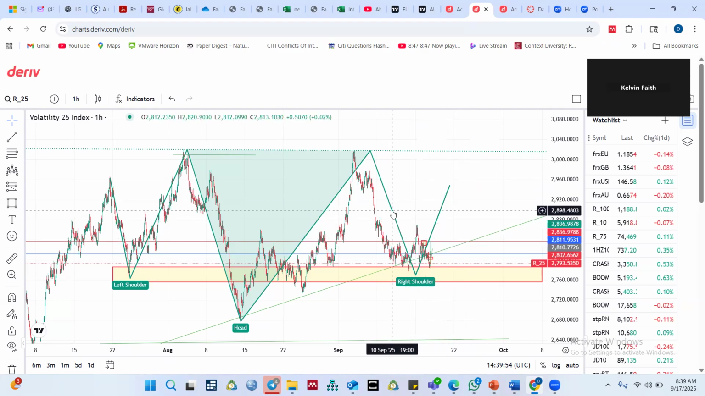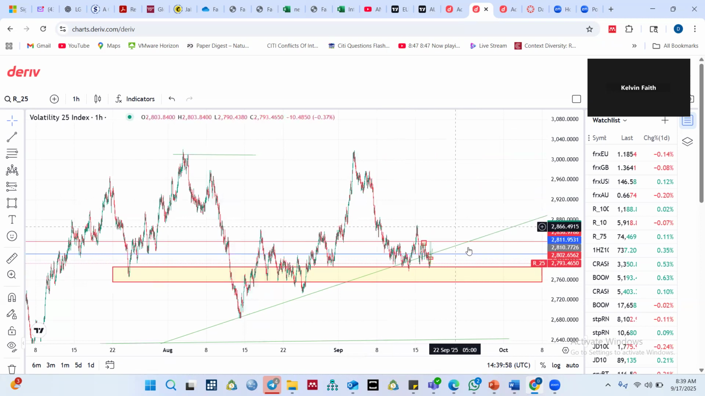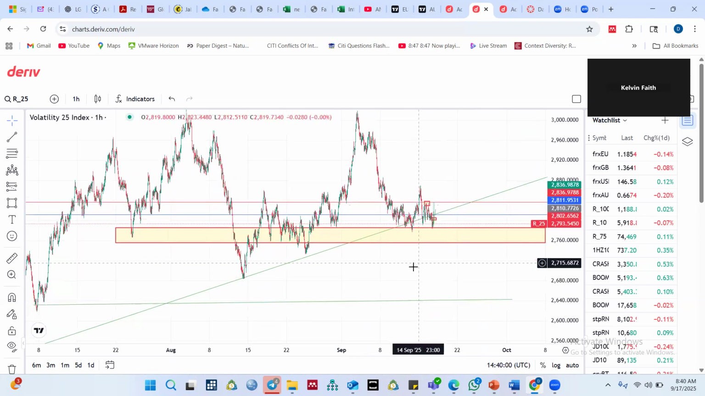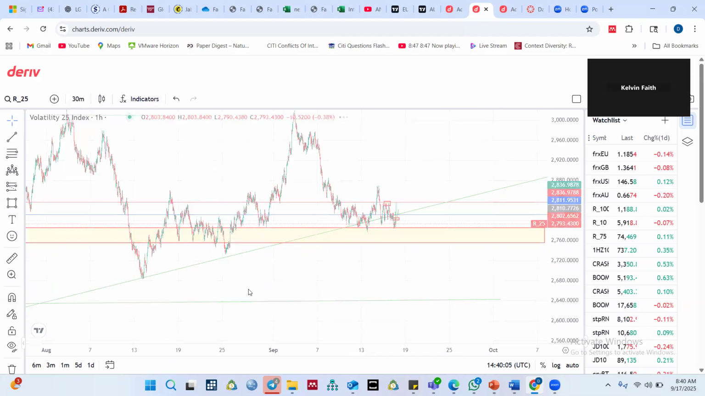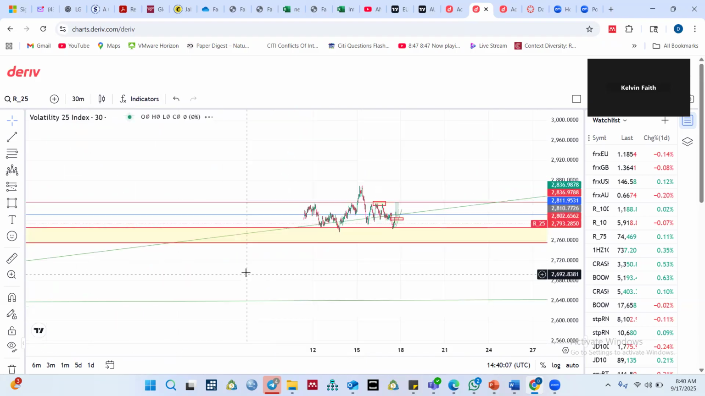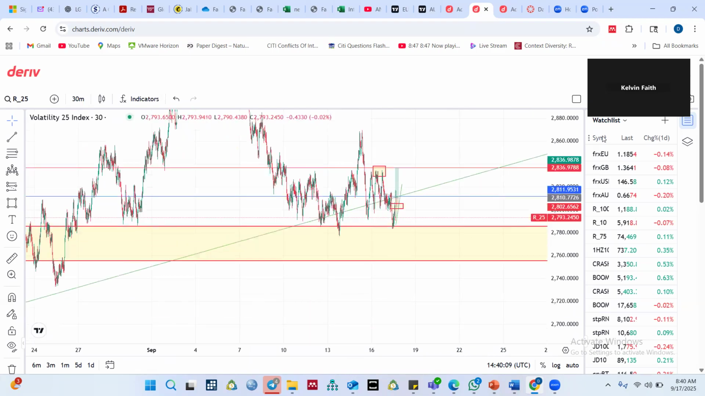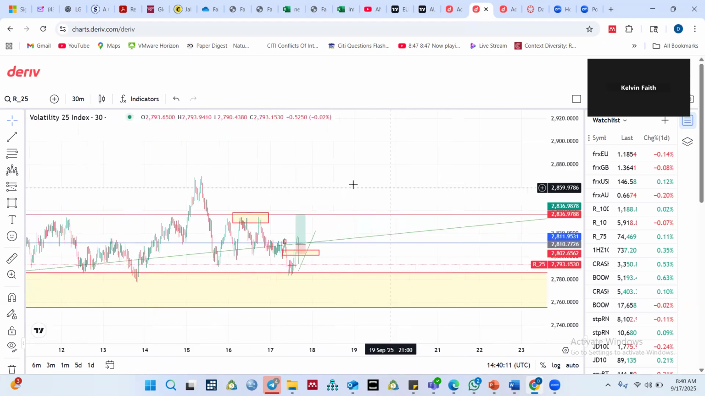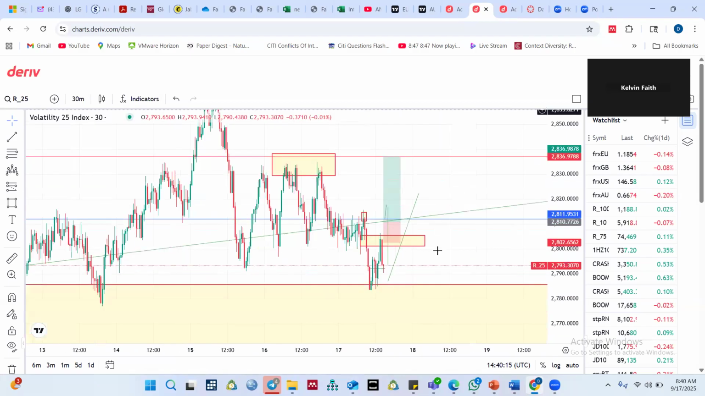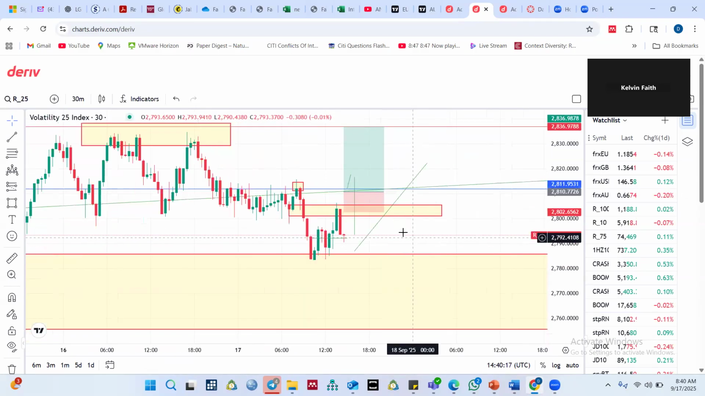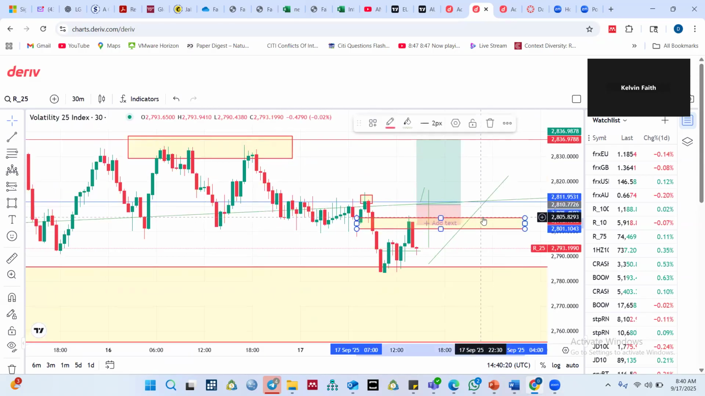I will lean more towards the bullish anticipation instead of looking to go bearish. So for now, let me go back to 30 minutes. For now, I want to wait and see things clear.